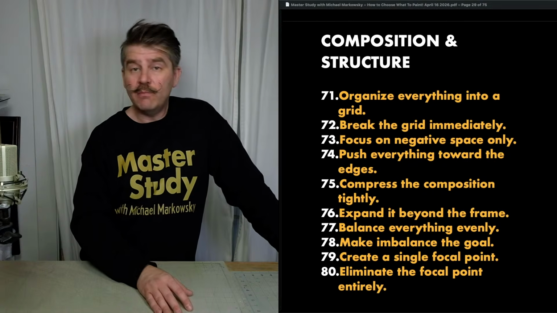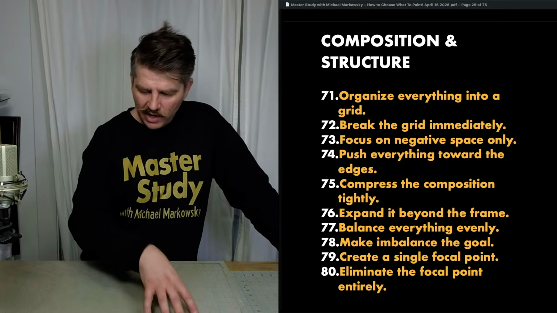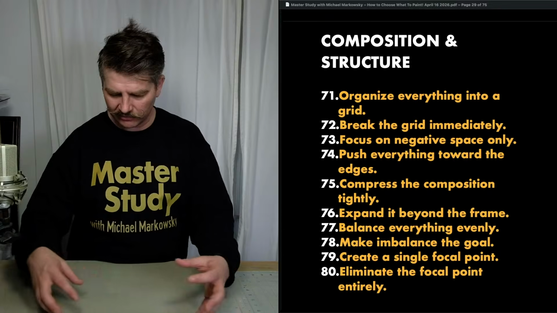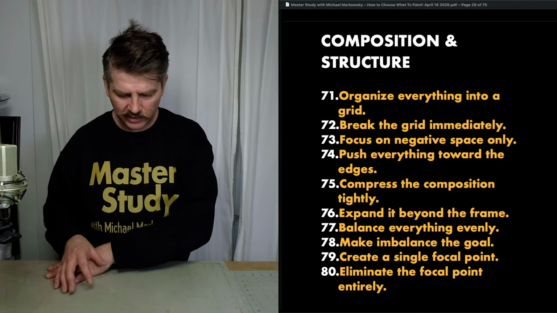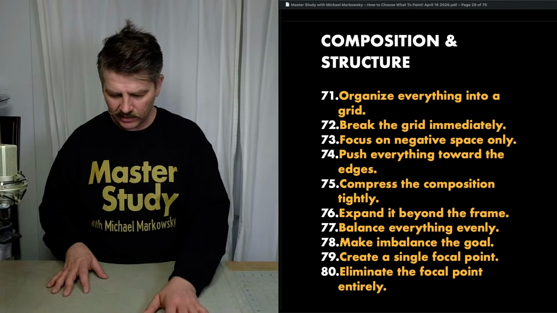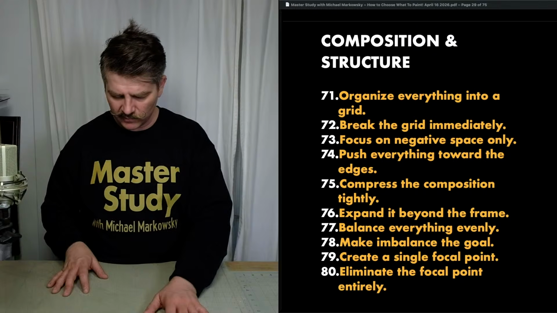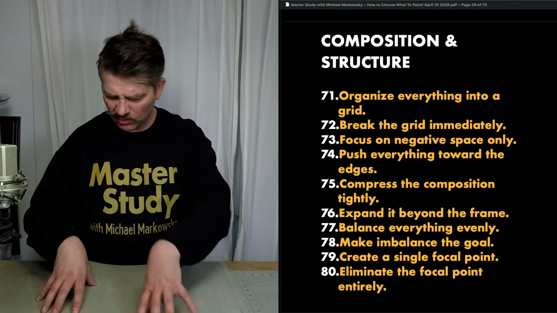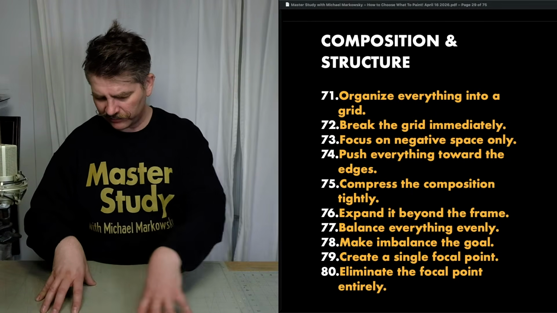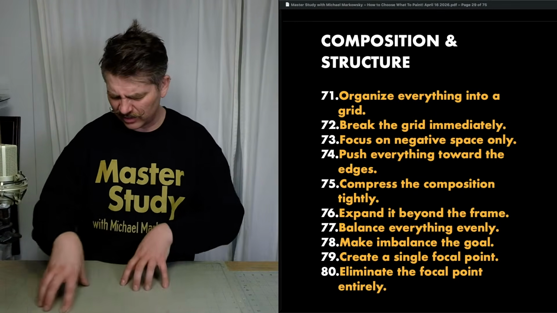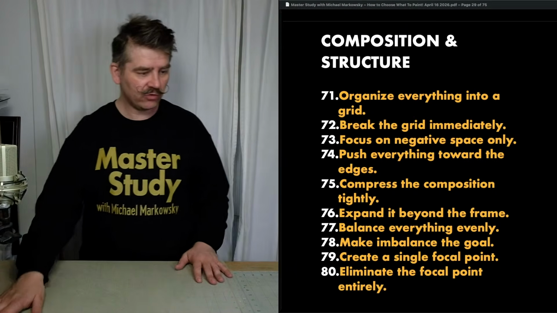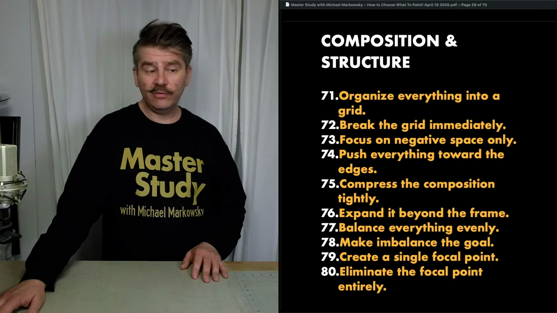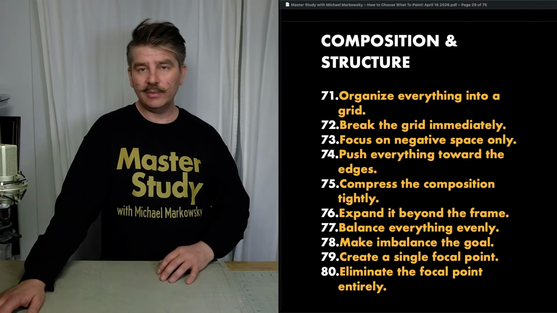78 is the opposite. Make imbalance the goal. Like, go out of your way to make sure that there's nothing balancing everything. There's like a lot of black over here, but no, like what would counterbalance black? White? Well, maybe I'm not going to put white there. Instead, I'm going to put something else, a weird pattern, so it's really jarring and strange. 79 is create a single focal point, and 80 is eliminate the focal point.